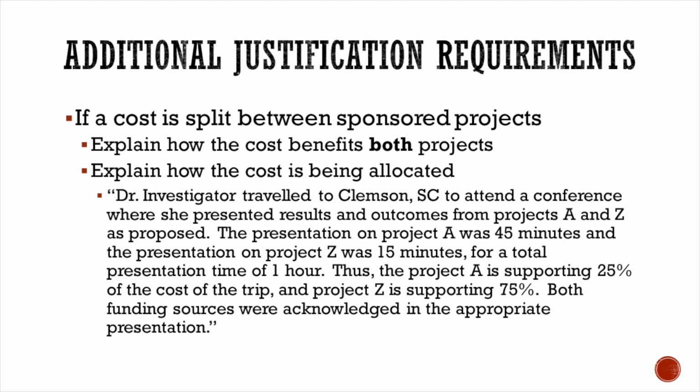Where do we address benefit to both projects? Well, we've named both projects and we refer back to the project plans where we say as proposed, where we would have requested the funding to travel for dissemination of results. This clearly ties the cost of the travel to the proposed projects. We can easily go back to the documentation and verify it.